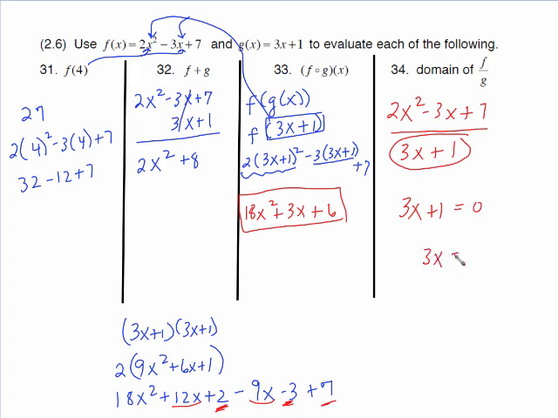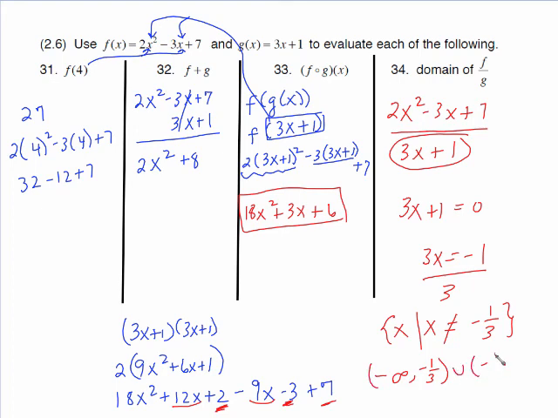Subtract 1 from both sides. Gives us 3x equals negative 1. Divide by 3. X equals negative 1/3. But remember, that means x is not allowed to equal negative 1/3. That's the number being thrown out of the domain. So your set builder notation is all x, such that x is not equal to negative 1/3. And that's probably the easiest way to put it. But if you want to do interval notation, it would be negative infinity to negative 1/3, union with negative 1/3 to positive infinity.